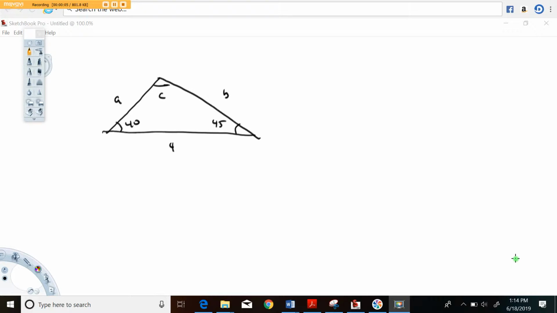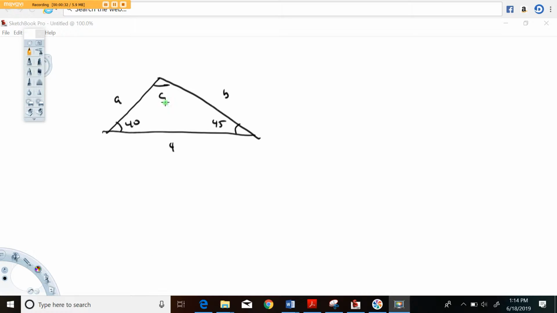I'm making this video to demonstrate how to apply the law of sines to find the missing sides of a non-right triangle. This is number 10 in the current trig book we're using, and not the best picture I've ever drawn, but it's good enough. We have a triangle. Humor me, these are perfectly straight lines. We've got an angle of 40, another one of 45, an interior angle C that we'll find shortly, and sides A and B that we're going to look for.